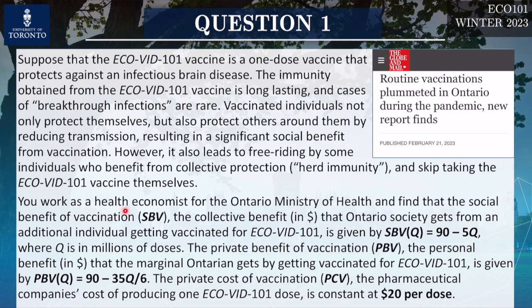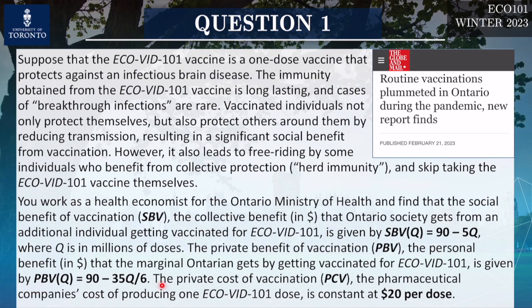You work as a health economist for the Ontario Ministry of Health, and you find that the social benefit of vaccination, which is the collective benefit in dollars that the entire society gets from one extra individual who gets the vaccine, is given by this function. Q is in millions of doses received. Remember that this is a one-dose vaccine. And we also know that the private benefit of vaccination, the personal benefit also in dollars, that one additional person who gets the vaccine for ECO101 is given by this formula.